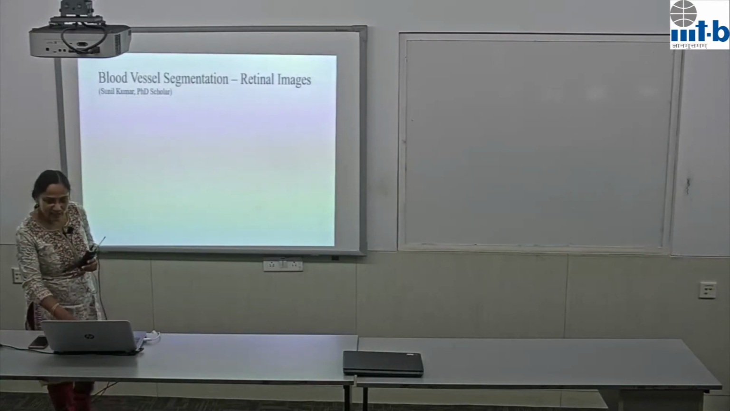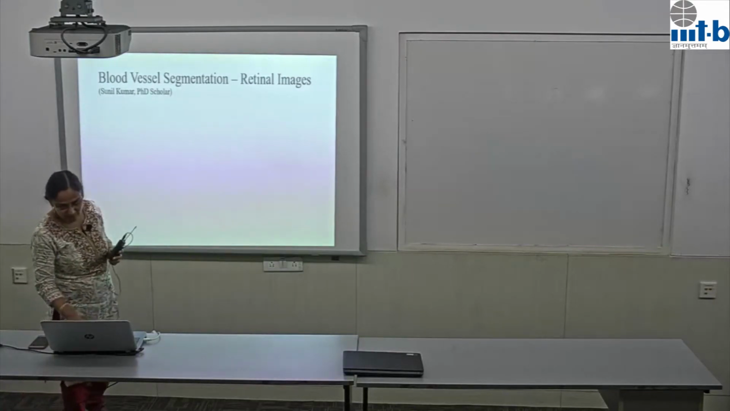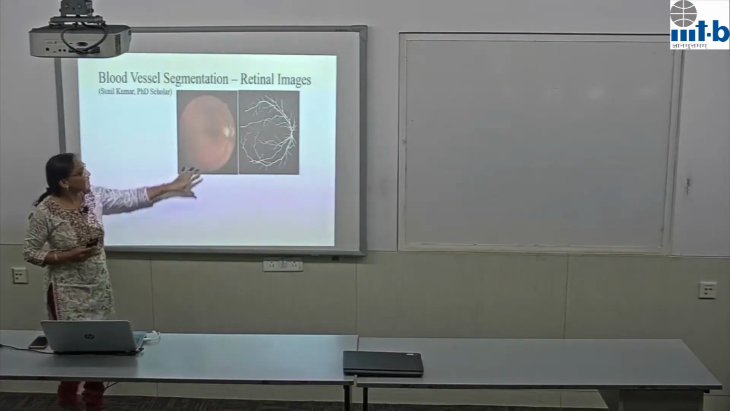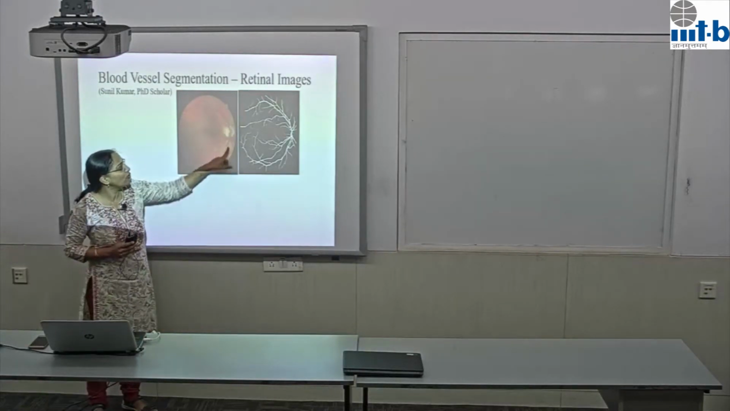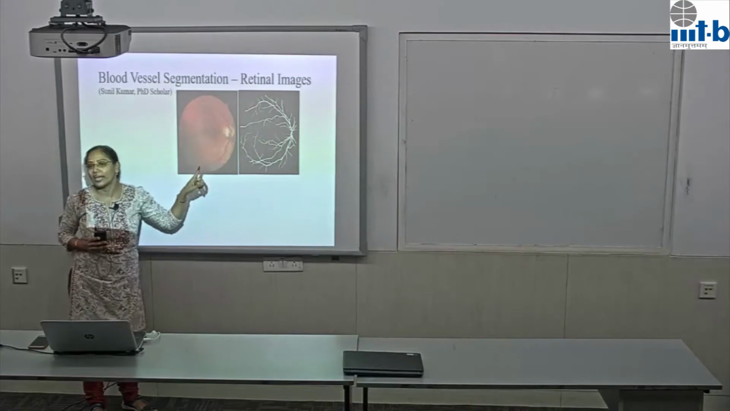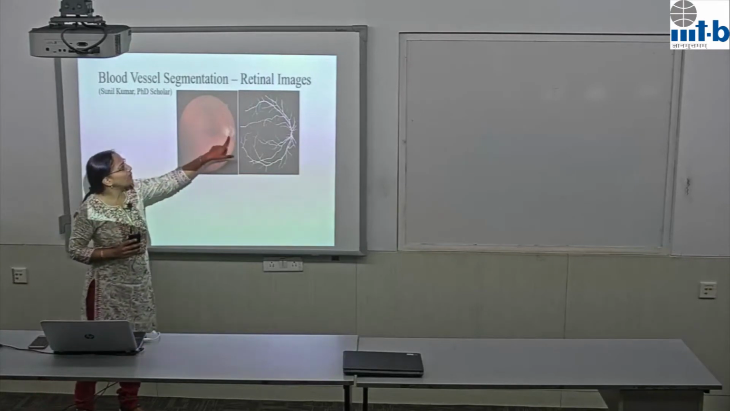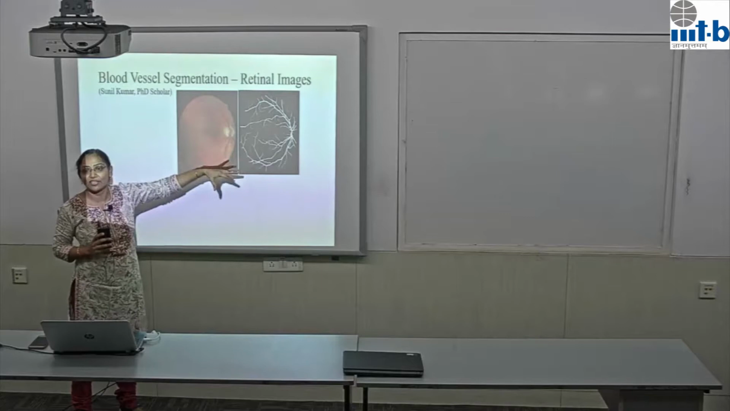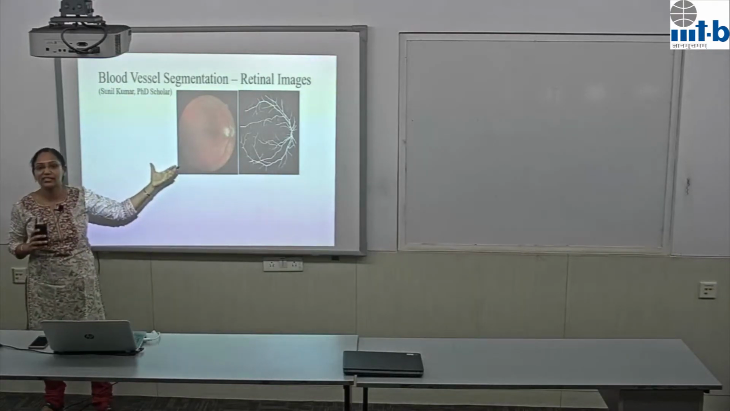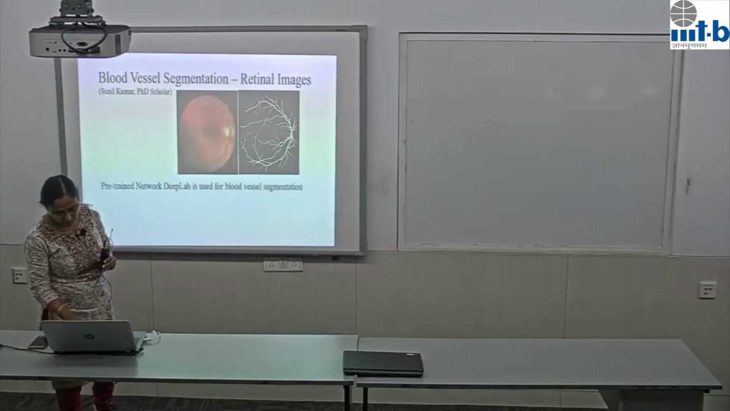Yet another work on the eye images was done by our PhD student. If this is the eye image given to you, can you come up with an algorithm that will give me only the blood vessel network? Anyone who's done any computer vision knows how hard it is. There's non-uniformity in the structure. There's loss of continuity in several places. There are illumination differences. So there's a lot that is challenging here.